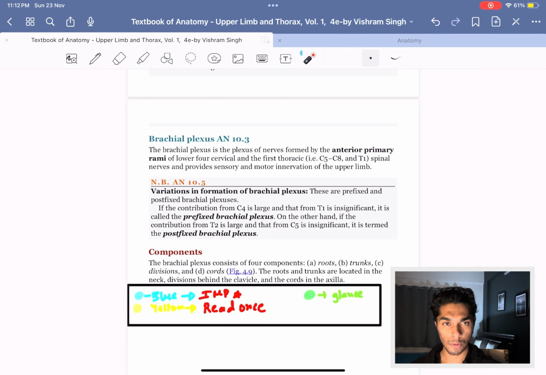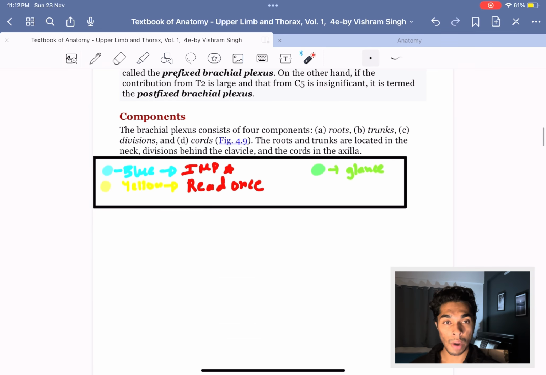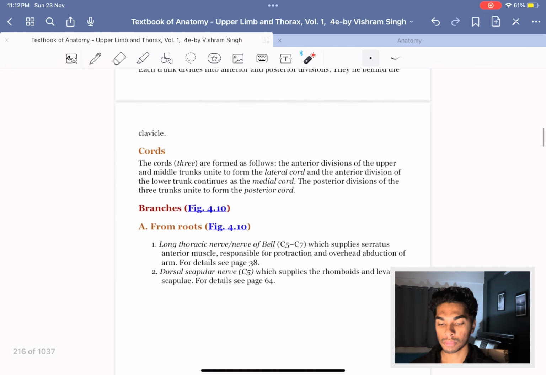Brachial plexus. Okay. You're seeing this. One thing I'm going to show you. The one which I'm going to mark in blue, I'll be doing in front of you only. Which I mark in blue, it's very important. Yellow, read once. Don't skip it, read once. And green, you can just glance. Okay. So first, very important thing is diagram.